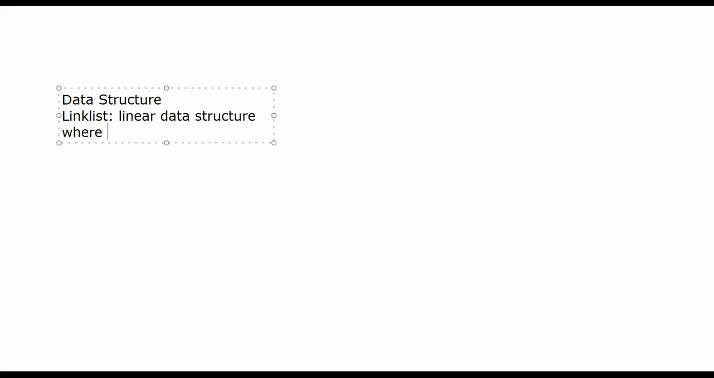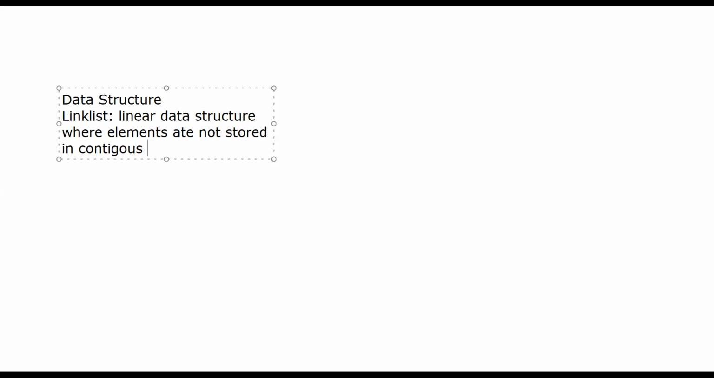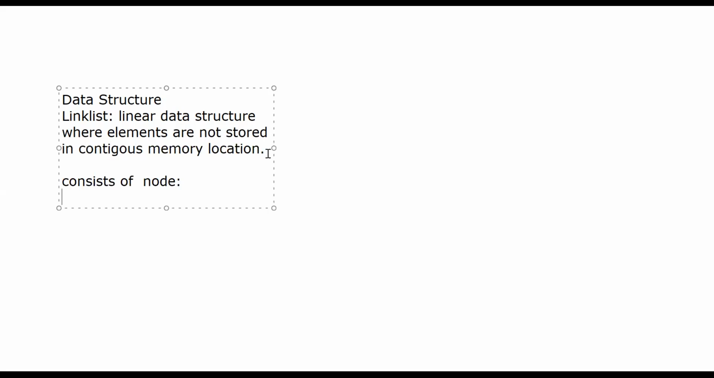where elements are not stored in contiguous memory location, like arrays. So here elements are not stored in contiguous memory location. It consists of nodes, and each node has two key elements. One is data field, and second is link field.